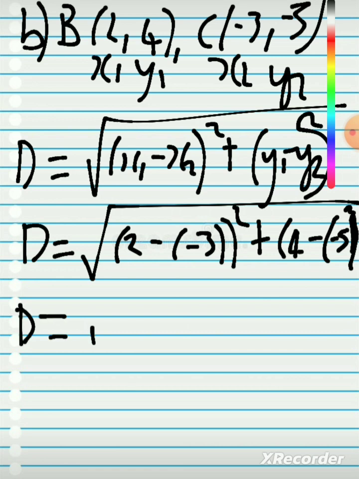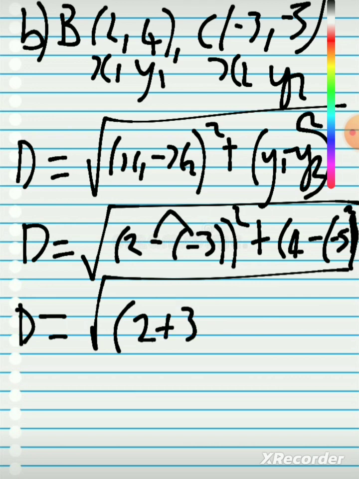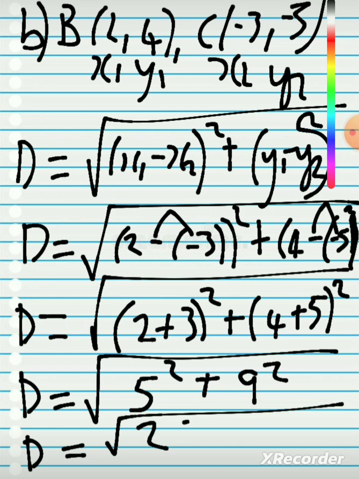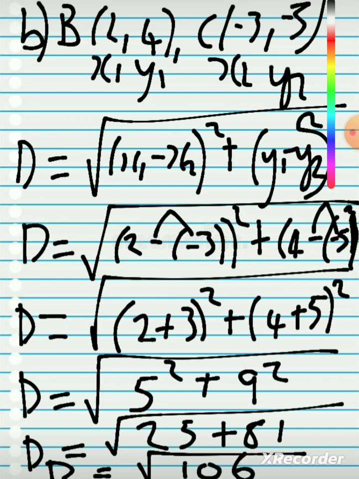Okay, so distance is equal to square root. So this is 2, negative times negative, it's plus 2 plus 3 squared, plus negative times negative, it's plus, so it will be 4 plus 5. So distance is equal to square root of 2 plus 3, it's 5 squared, plus 4 plus 5, it's 9 squared. So distance is equal to 5 squared 25 plus 9 squared 81. Okay, so the final answer will be distance is equal to 25 plus 81 is going to be 106 units. Again, this is not a square number, so we leave it here.